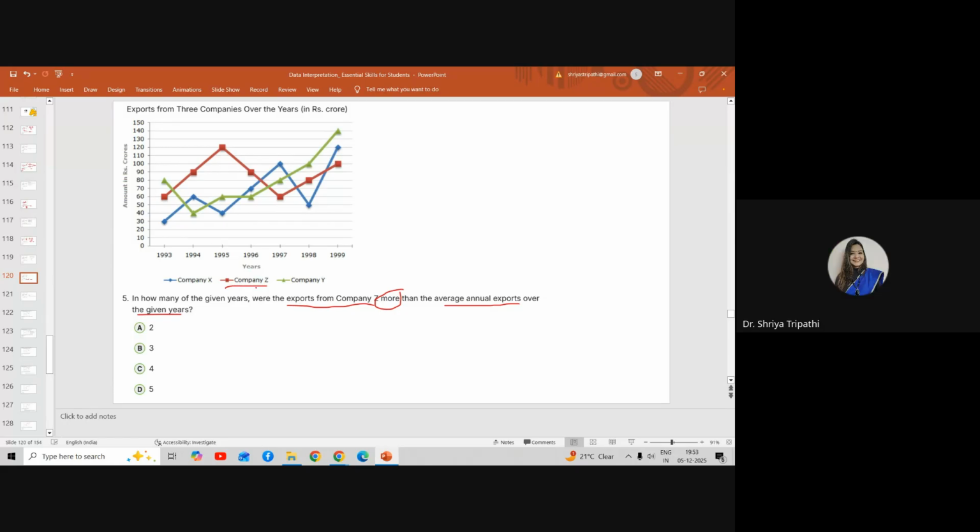सिर्फ कंपनी Z की बात हो रही है तो आप सिर्फ रेड लाइन को फॉलो करोगे. Only red we will consider. Average, so 60 plus 90, 120. Add these and quickly tell me what is the average coming in.